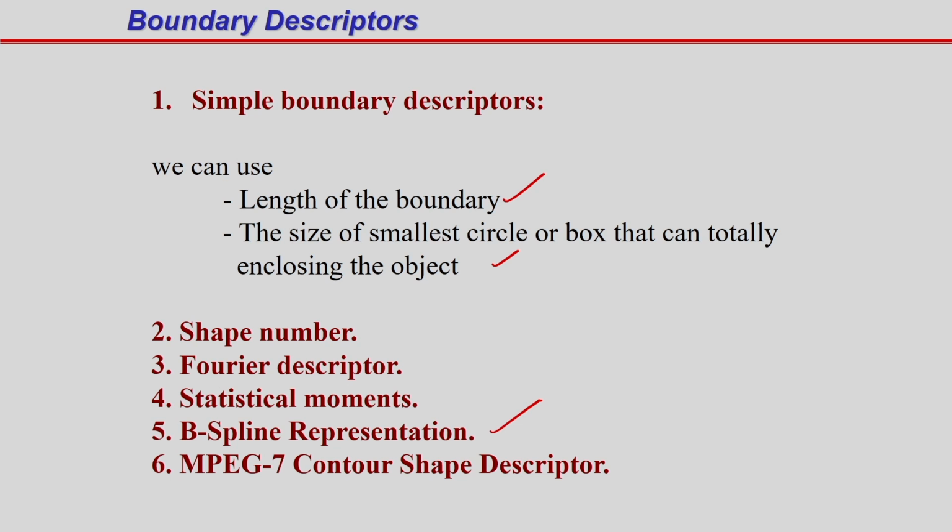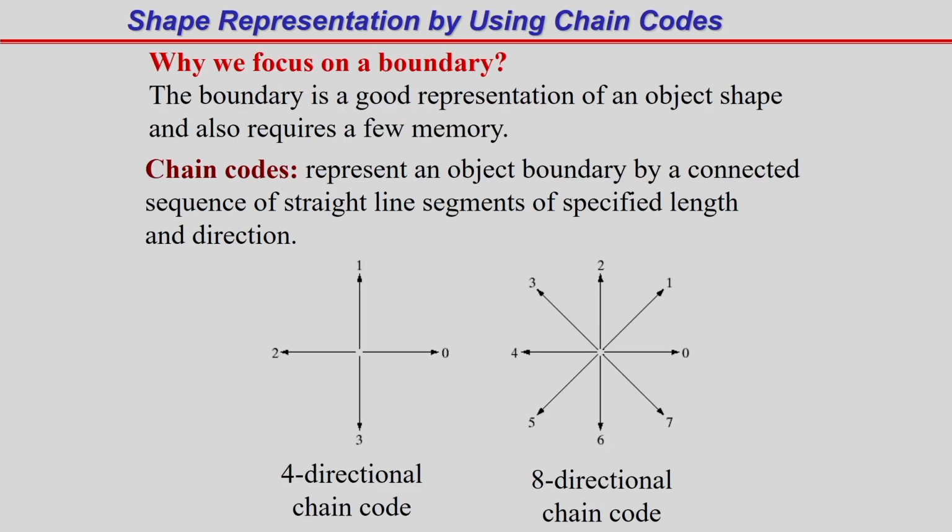By using these descriptors, the shape number, Fourier descriptors, the B-spline, and MPEG-7 contour shape descriptors, I can represent a boundary. So first is the shape representation by using chain codes. In this case, you can see what the chain code is here. The chain code represents an object boundary by a connected sequence of straight line segments of specified length and direction.